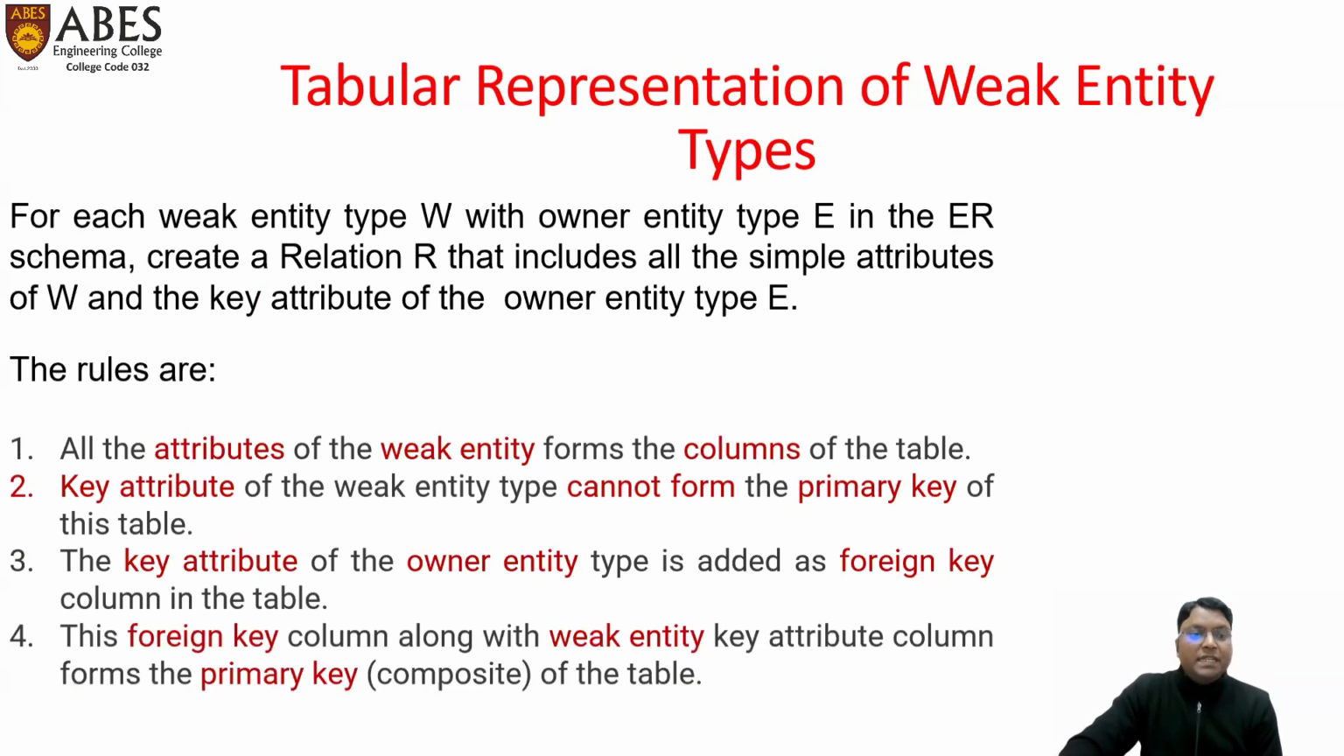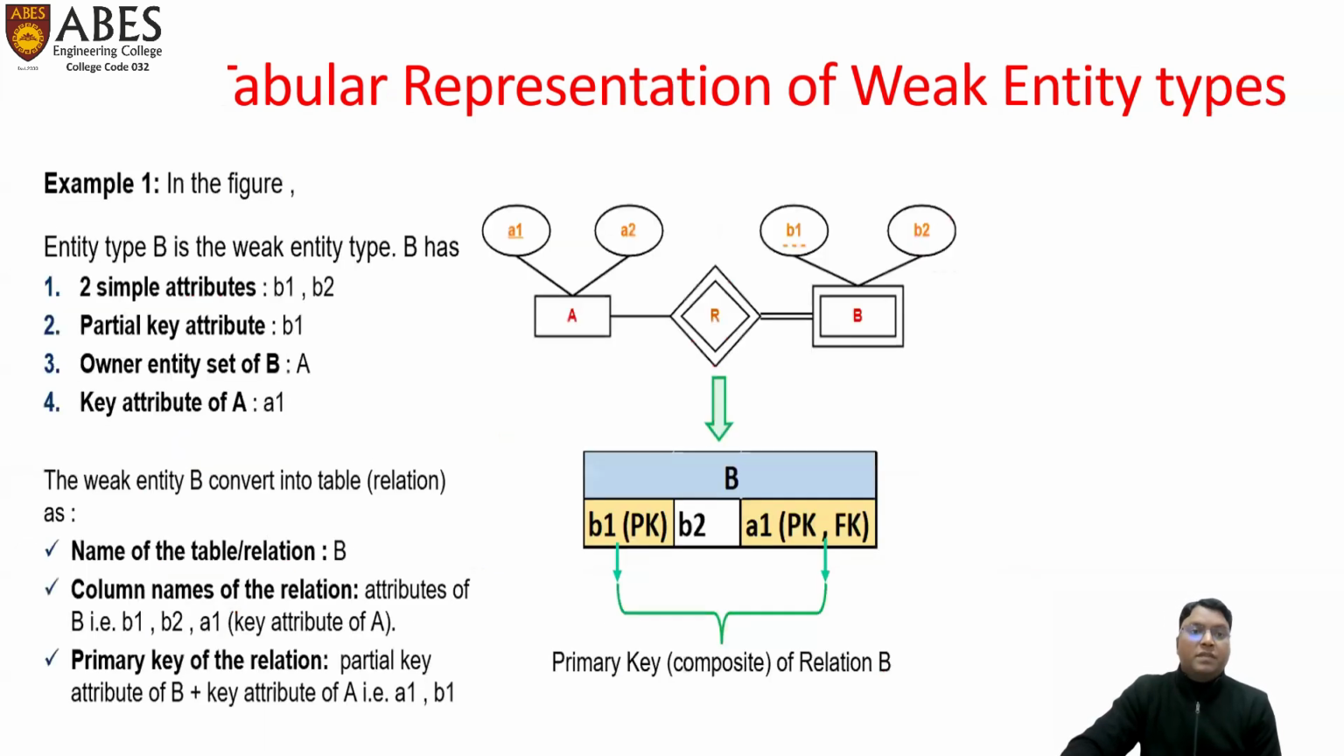The fourth rule is that this foreign key column along with the weak entity key attribute column forms the primary key, that is a composite key. As I discussed in the previous video, the concept of composite key in the case of weak entity: two keys come together in order to make a unique key.